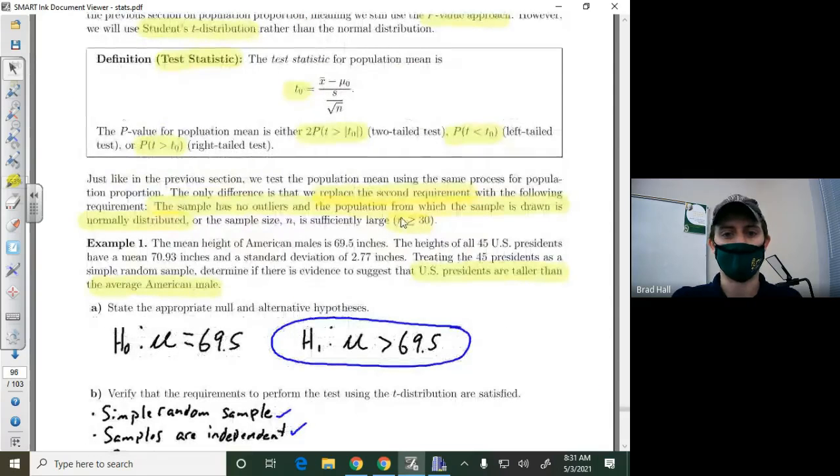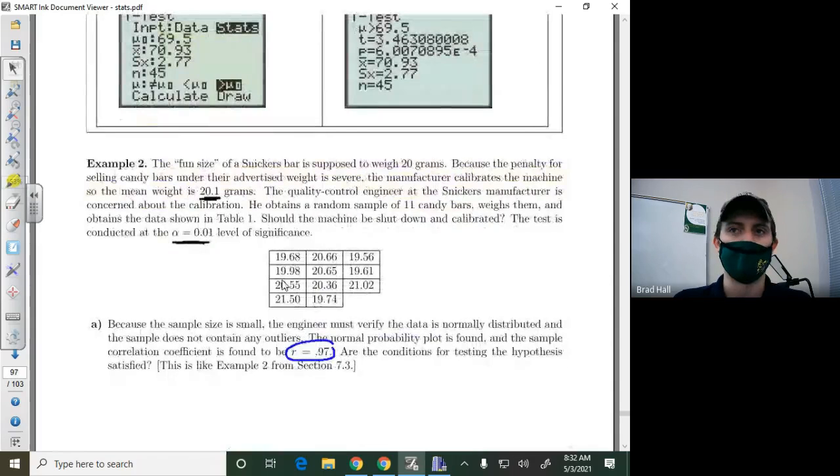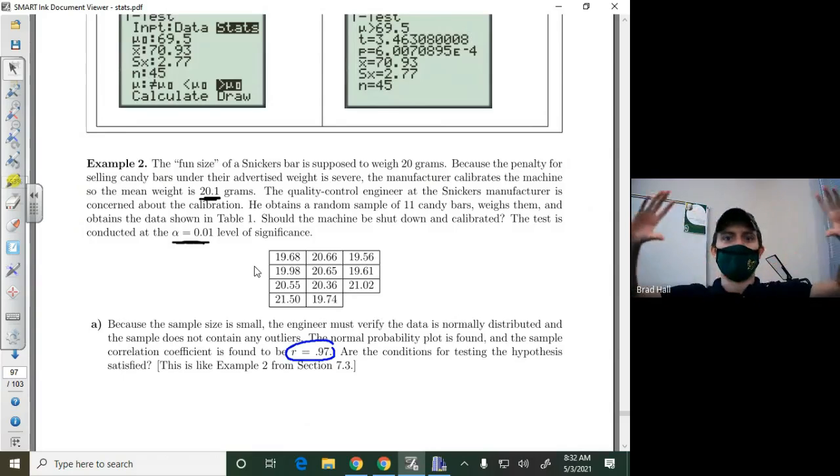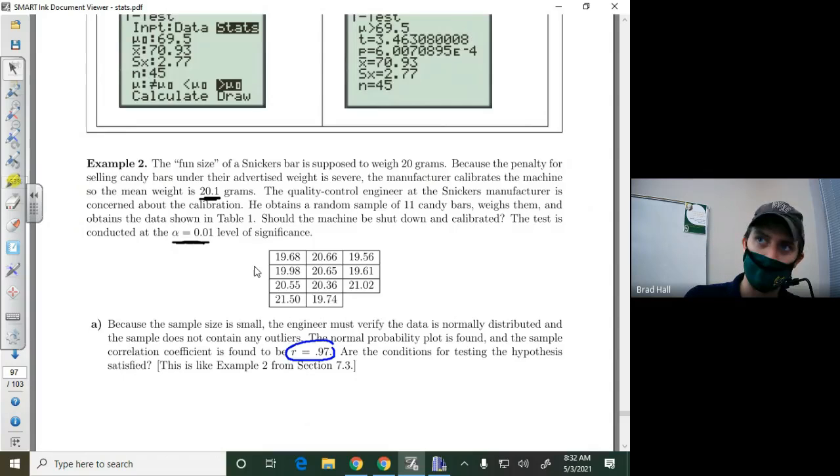If the sample size is not greater than or equal to 30, then we need to verify that the population from which the sample is drawn is normally distributed. So we need to see, are these normally distributed? And that's what evokes section 7.3. Section 7.3 was testing if a very small data set was normally distributed. Because when you have a very large data set, you can graph it using a histogram or something like that. But if it's very small, you have to use section 7.3. So I'm only explaining where this motivation comes from.